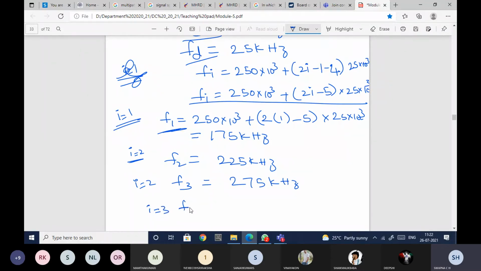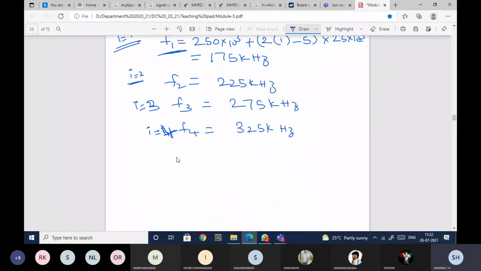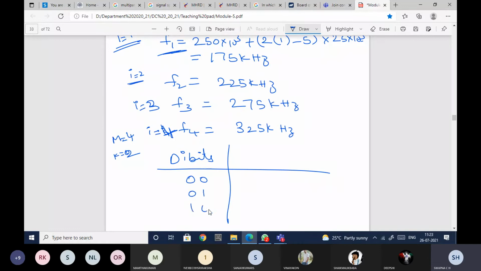Using the same equation, you will be able to find this. For i equal to 4, F4 will be equal to 325 kilohertz. Okay. Since the M value is equal to 4, I need to assign these carrier frequencies to the dibits. Why am I calling them dibits? Because when M is equal to 4, the number of bits required to represent each symbol is 2 bits. So K is equal to 2. So the dibits are 00, 01, 10, 11.